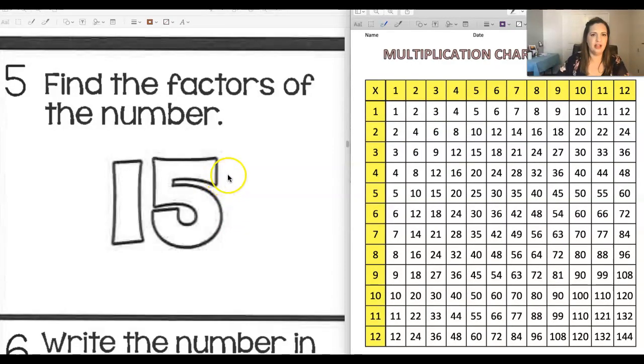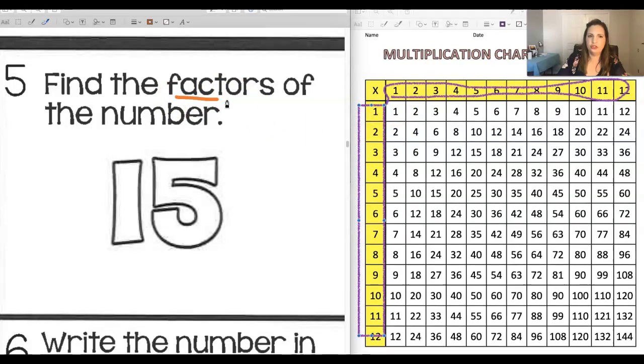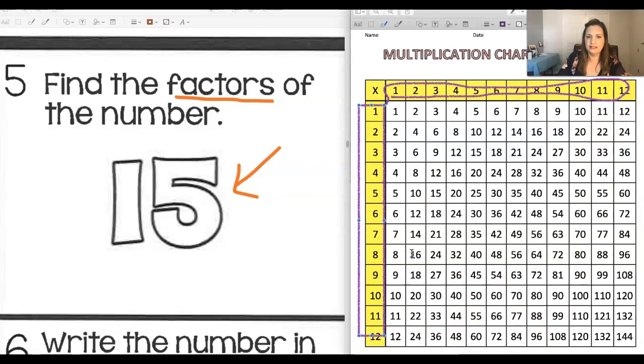Number 5, find the factors of 15. Remember that if you go to your multiplication chart, all these numbers on the top and all these numbers on the side, those are all your factors, okay? These are all factors. Factors are the two numbers that when you multiply them together, you will get a product. So all these numbers on the inside, they are all the products when you multiply two factors together.